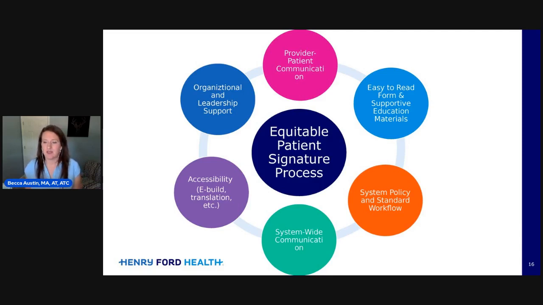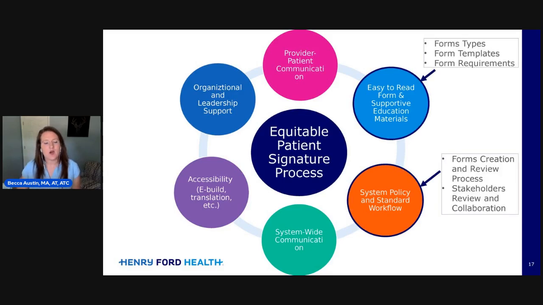We need a system policy and standard workflow that support our patients. System-wide communication, accessibility, organizational and leadership support, provider patient communication. I could go on and on. This is not even an all-inclusive list here. So I just want to say, again, to level set, we understand that this patient signature process, to make it equitable, to address health literacy, takes time.